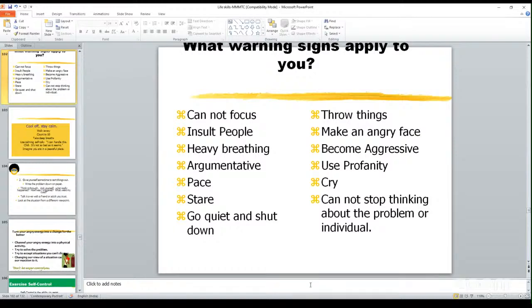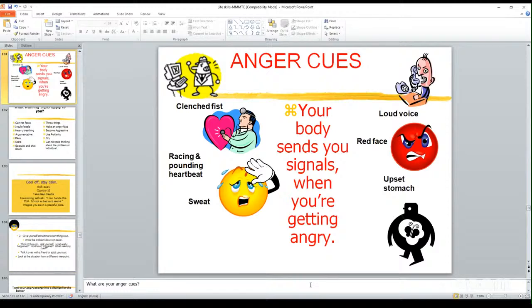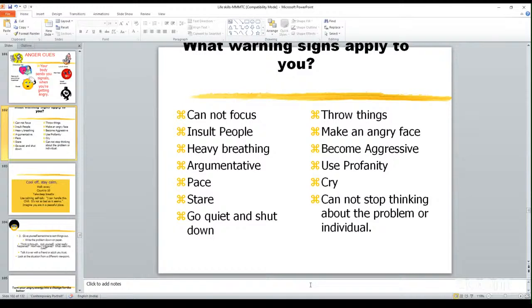But remember, what are the warning signs? These are the cues that you are getting angry. Warning signs: remember, whenever you are angry, these things are very common. The first thing, you cannot focus on the task which has been assigned.